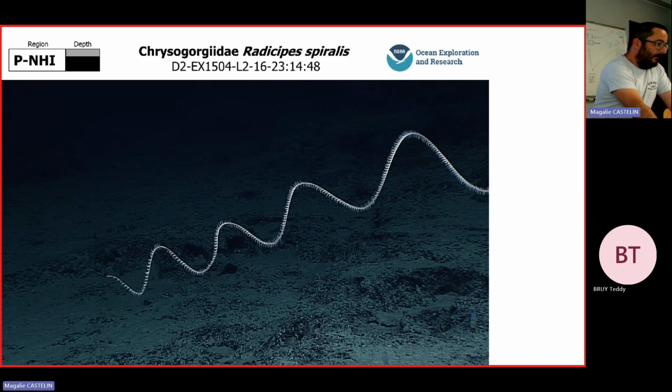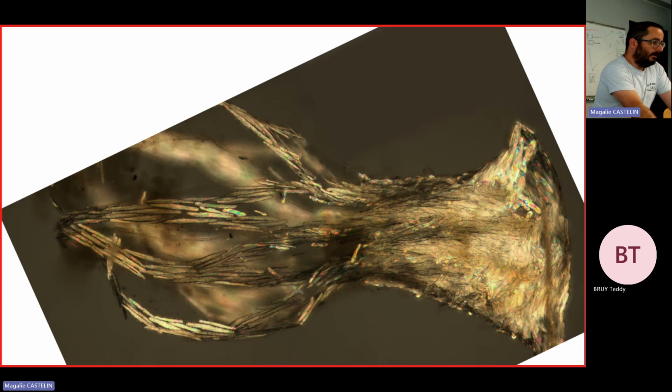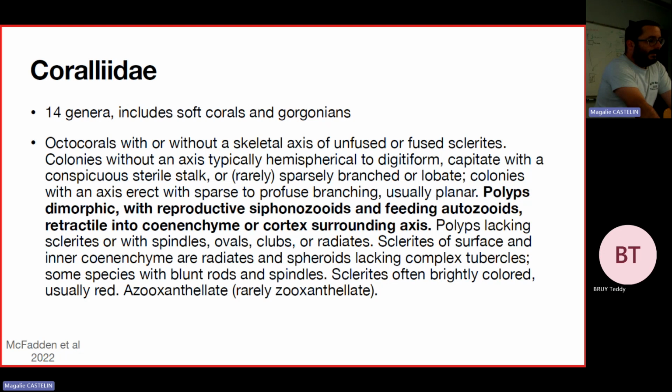And there are other taxa that can look like it. For example, Funiculina is a sea pen that can really look like Radicipes. There are some bamboo corals that look a bit like this, or some black corals. But when you come closer, you see that they are black corals or bamboos. Funiculina is really tough to tell apart from pictures. So this is a polyp of Chrysogorgiidae, and you can see that the sclerites are very small, unornamented, smooth.